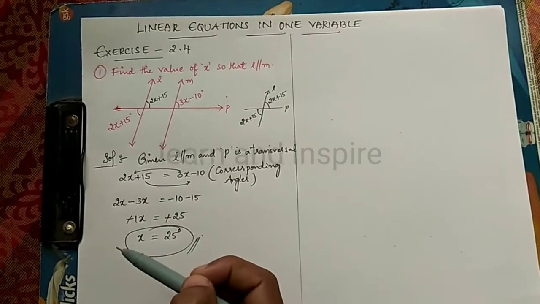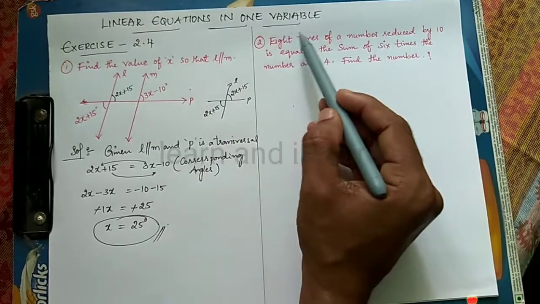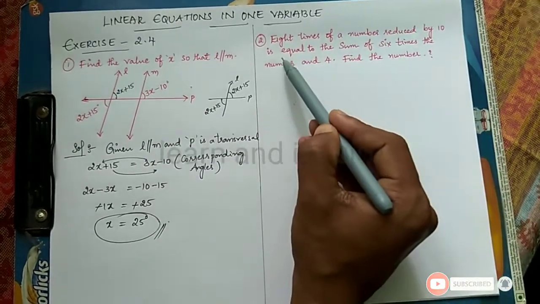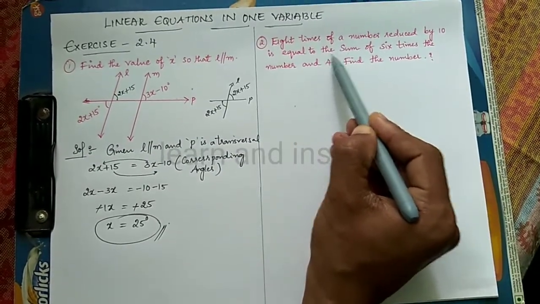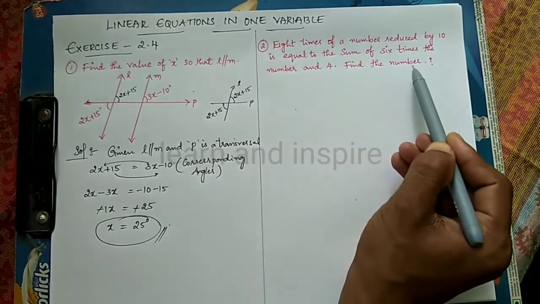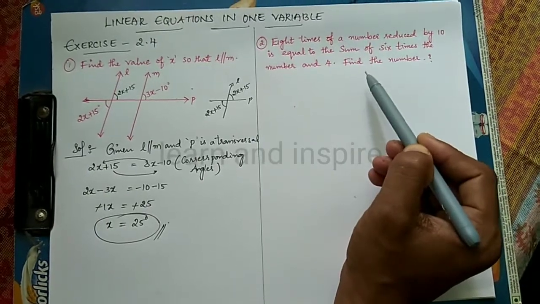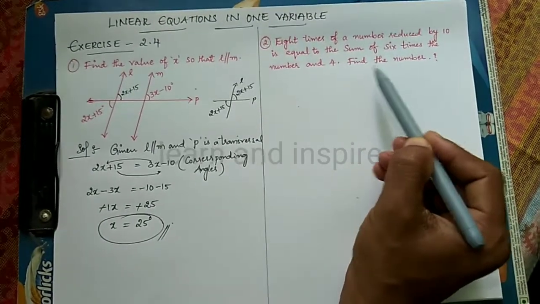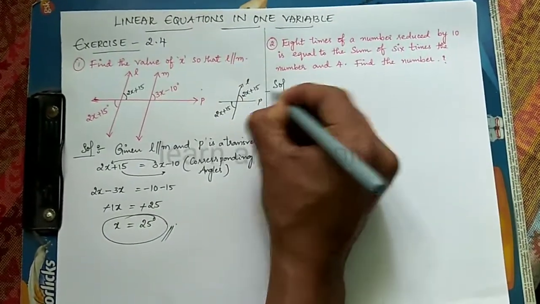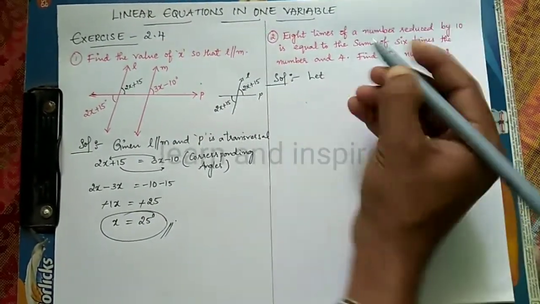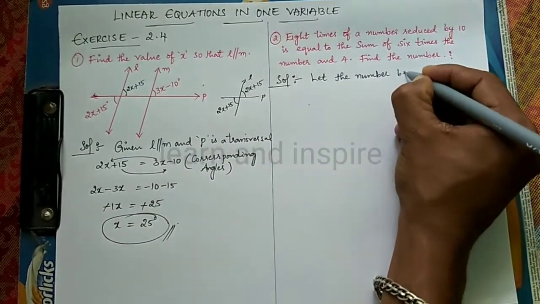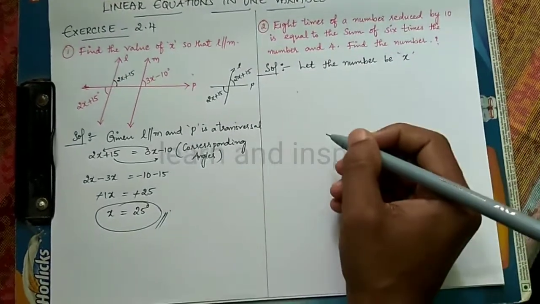Let us go to the second question. 8 times a number reduced by 10 is equal to the sum of 6 times the number and 4. Find the number. We have to find that number. So first we start from here: find the number. We do not know what that number is, so first we write, let the number be x.